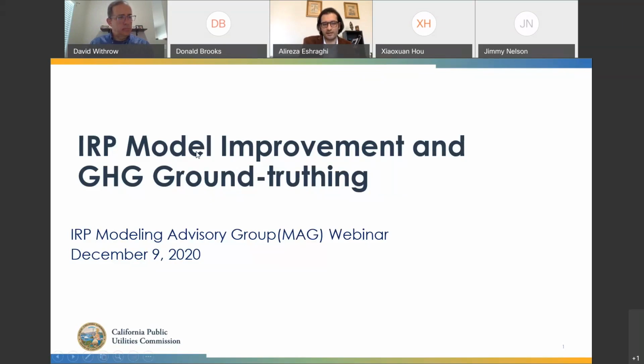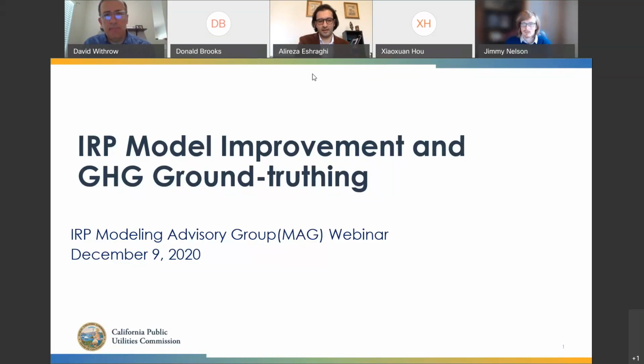IRP team, David and Nathan. Sure. Nathan Barcic, Supervisor, IRP. David Withrow, a senior analyst on the IRP team. Energy Resource Modeling team, Donald and Patrick. Hi, this is Patrick Young on the Energy Resource Modeling team. And this is Donald Brooks, also from the Energy Resource Modeling team.